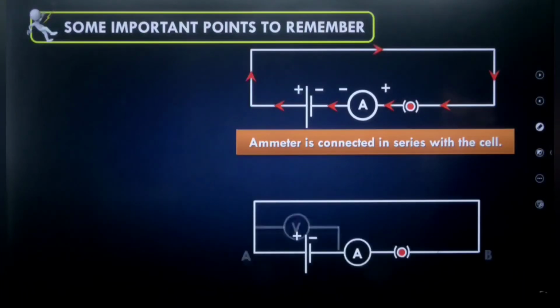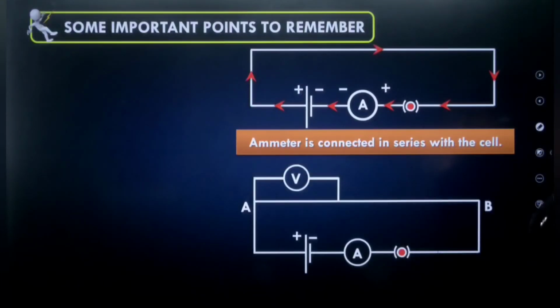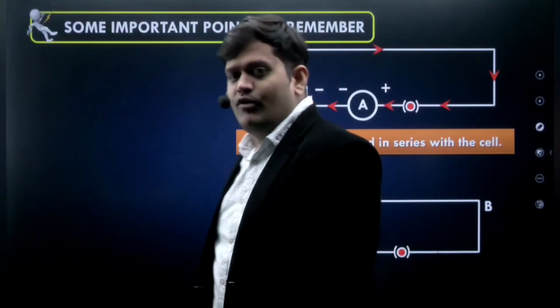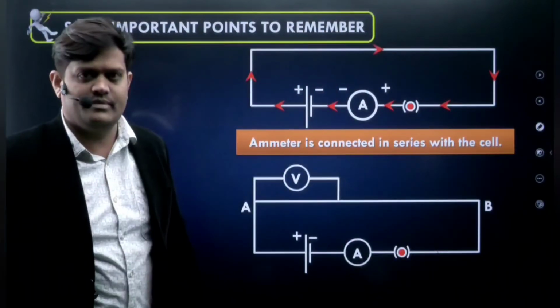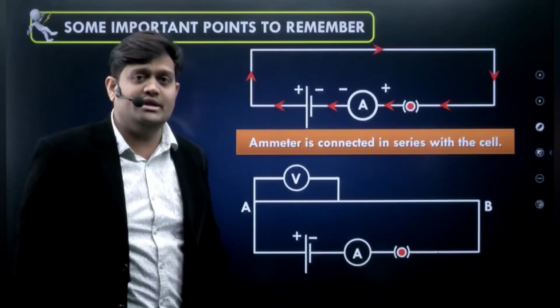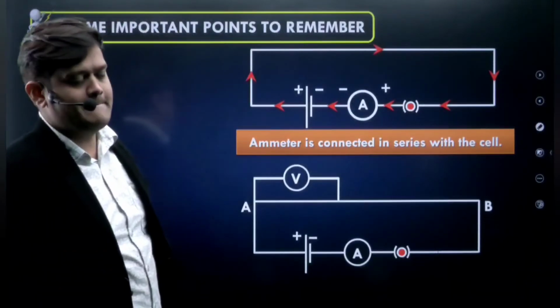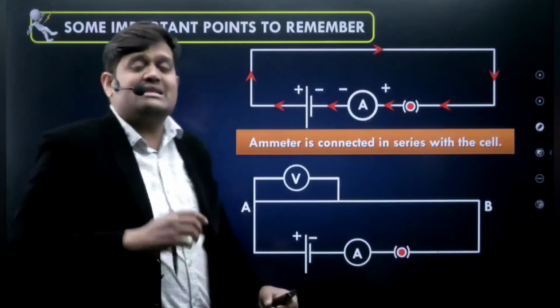So now the next one is the voltmeter. The concept of the voltmeter: a voltmeter is always joined in parallel in the circuit. Why is it joined in parallel? Because the voltmeter has a high resistance.